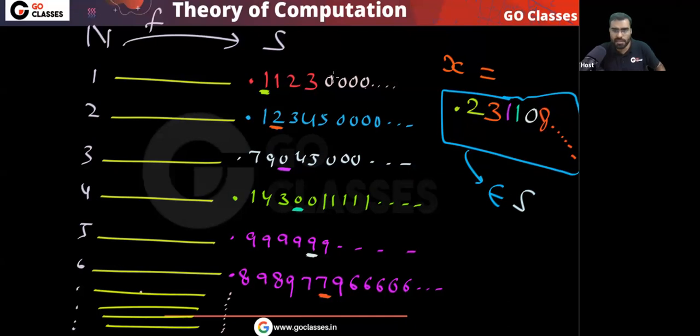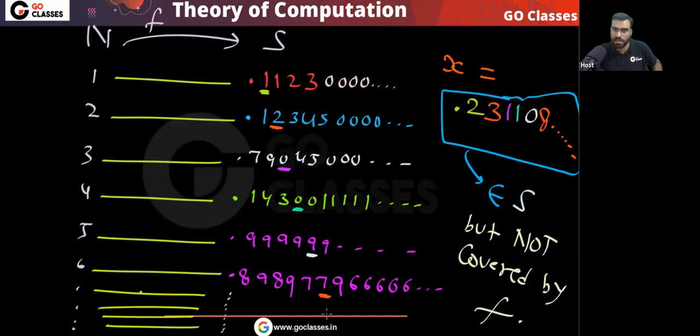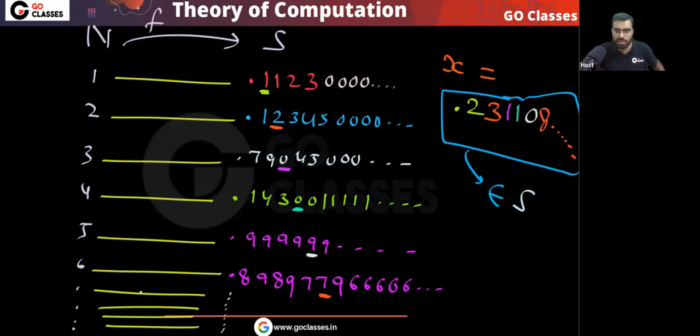And is it different from all the numbers in this sequence? So X belongs to S, but is not covered by F. Correct or not? Can you notice this X is different from all the numbers in this sequence? Just look at this X. This X belongs to S, and can you notice it is different from all the numbers in this sequence?